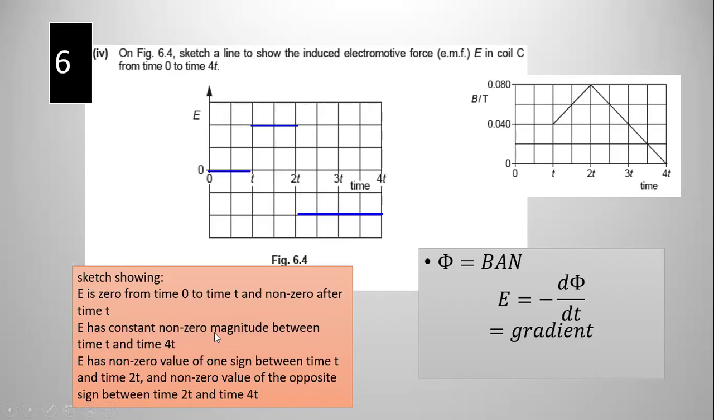E has a constant non-zero magnitude from T to 40. As long as it's non-zero, you get another point. E is a non-zero value with one sign, and the other one is the opposite: one is up, one is down, one is down, one is up. Right? You want to join that, you can join that up.